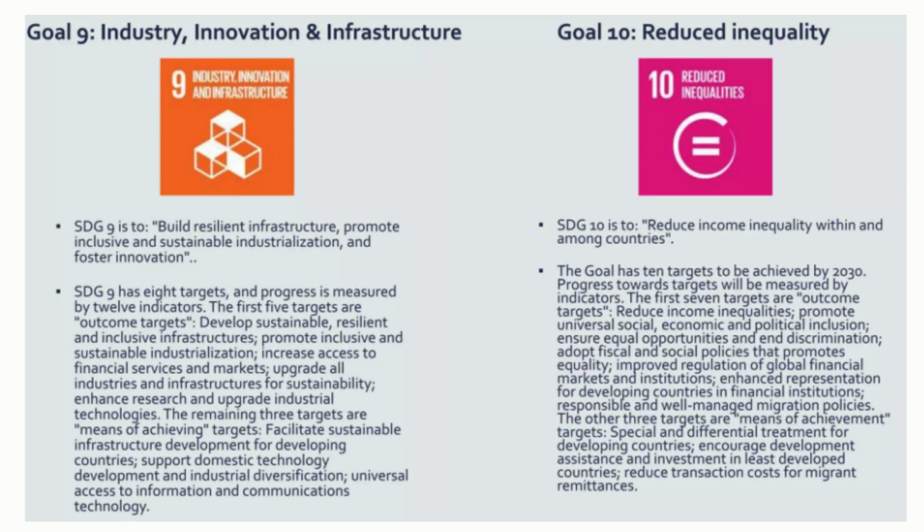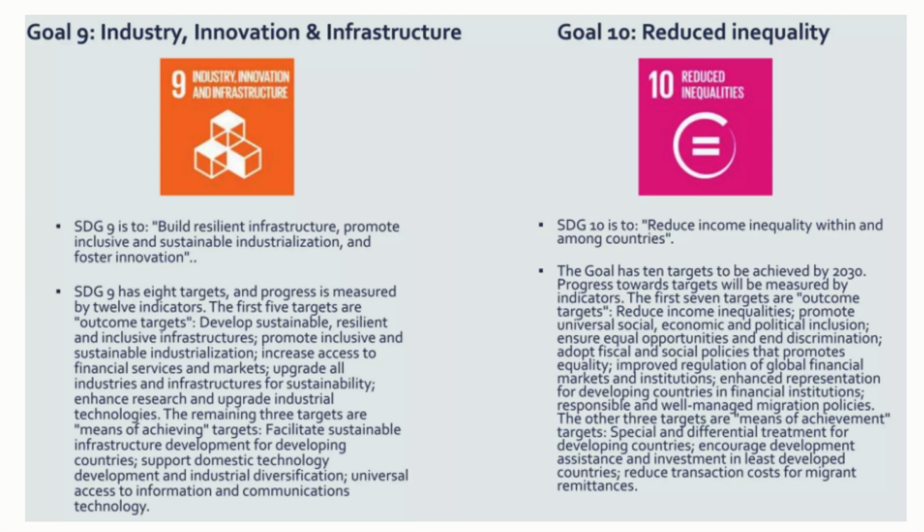Goal 9, industry, innovation, and infrastructure. SDG 9 is to build resilient infrastructure, promote inclusive and sustainable industrialization, and foster innovation. SDG 9 has 8 targets, and progress is measured by 12 indicators.